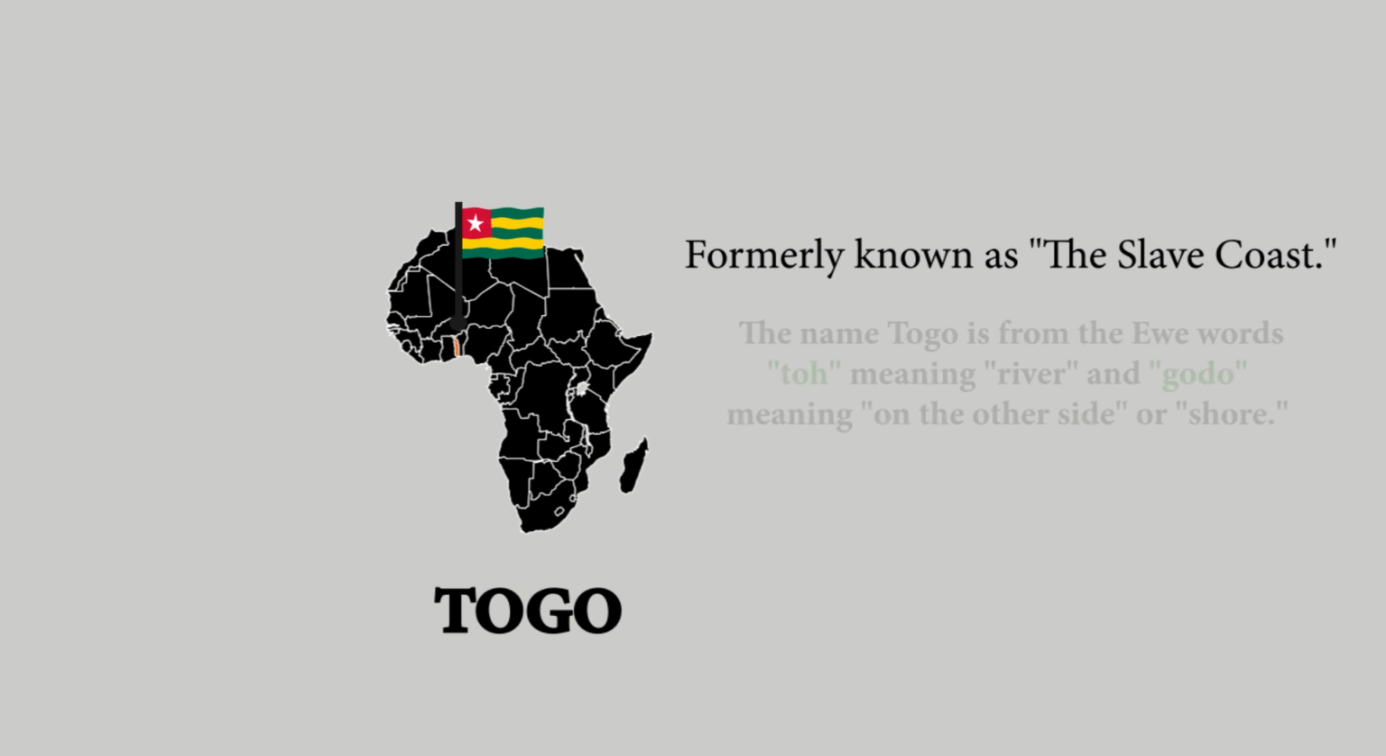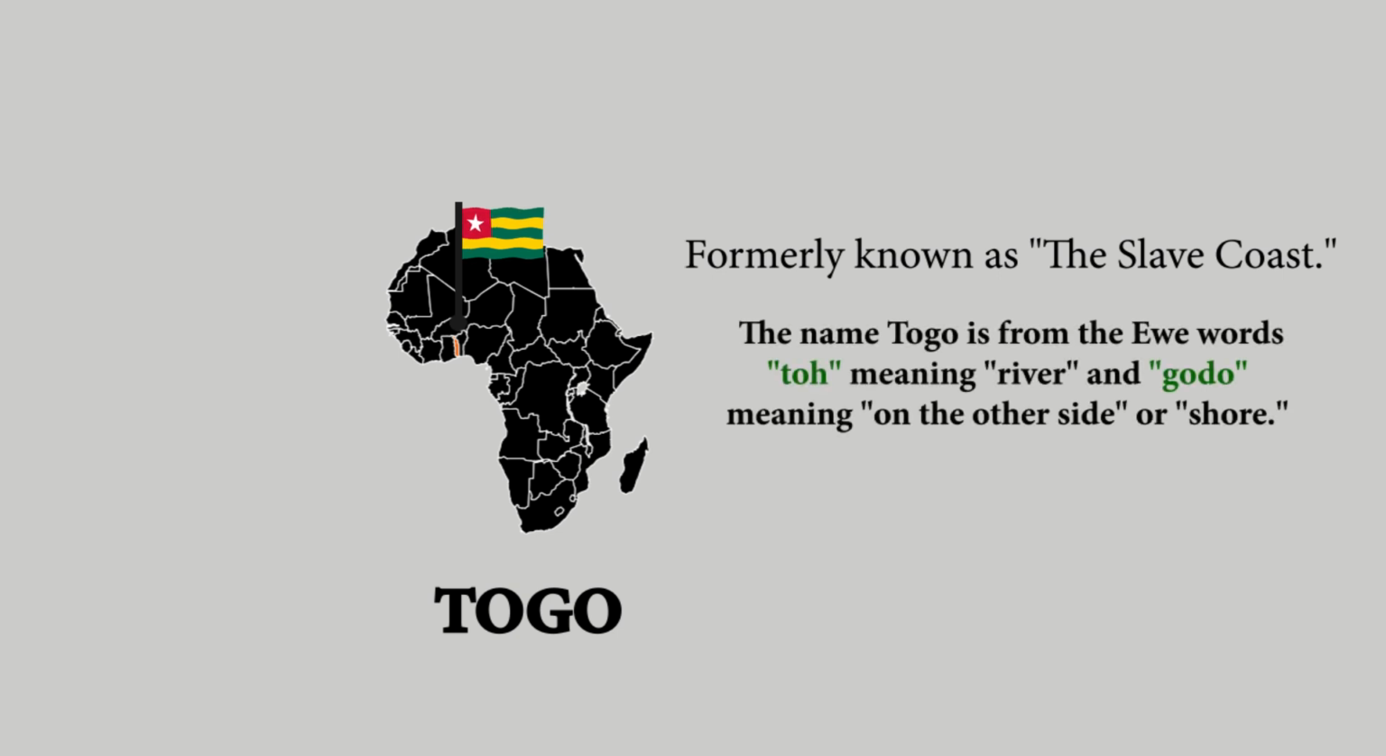Togo. Togo is a small country sandwiched between Ghana and the Republic of Benin in West Africa. The country was once known as the Slave Coast because it served as a slave trading outpost for the Europeans. The name Togo is from the Ewe language words to meaning river and godo meaning on the other side or shore. Together, these words mean behind the river.